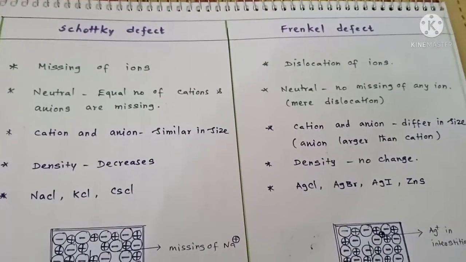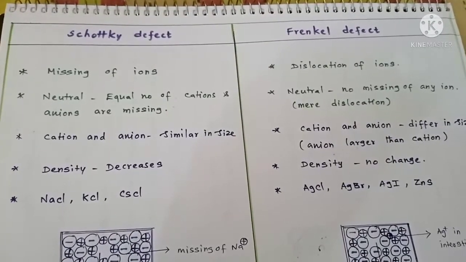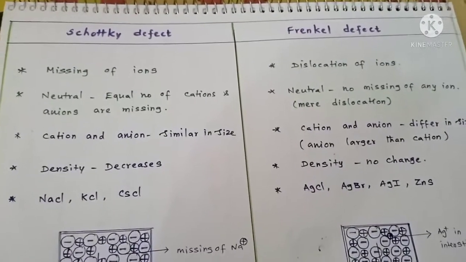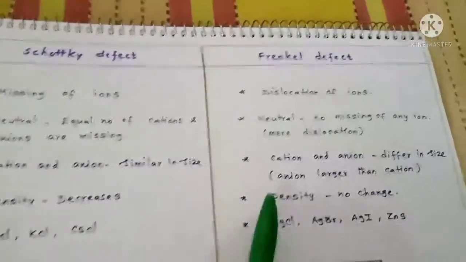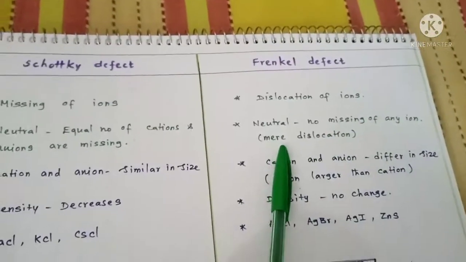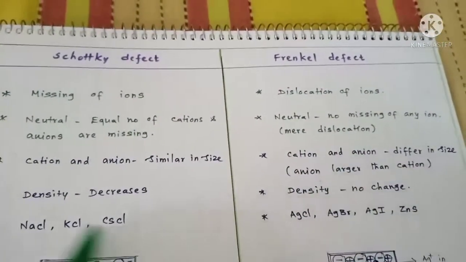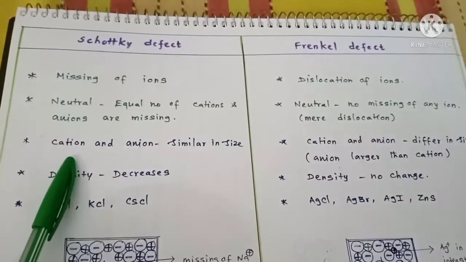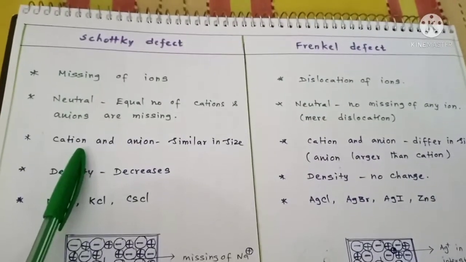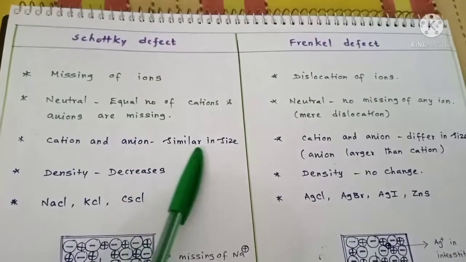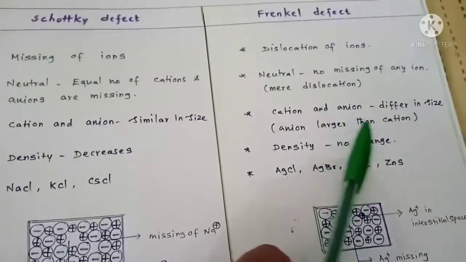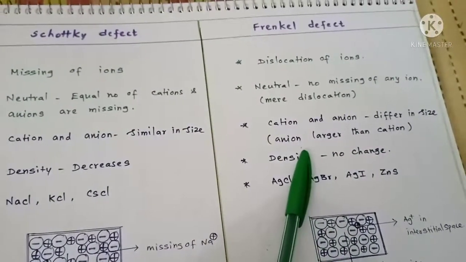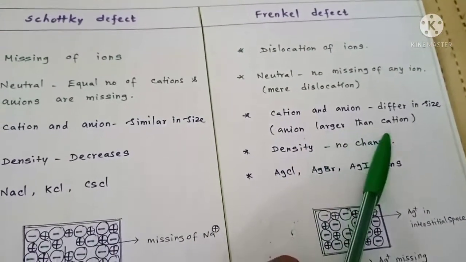In Schottky defect, the compound is found to be neutral because always an equal number of cations and anions are missing. Whereas even in Frenkel defect, the compound is observed to be neutral because there is no missing of any ions. Merely the ion is dislocated, isn't it? Then the third one: in Schottky defect, the cation and anions in the crystal are found to be similar in size, whereas in Frenkel defect, the cation and anion differ in size. Basically, the anion should be larger in size than the cation.